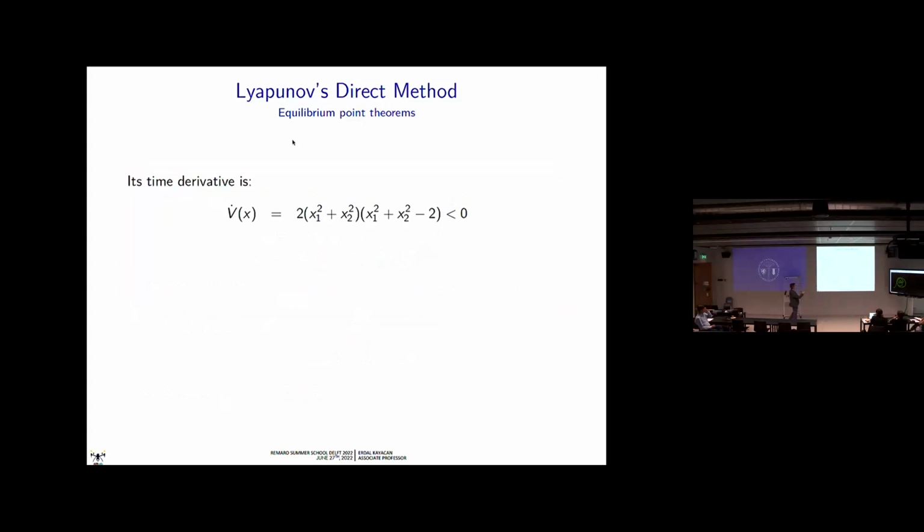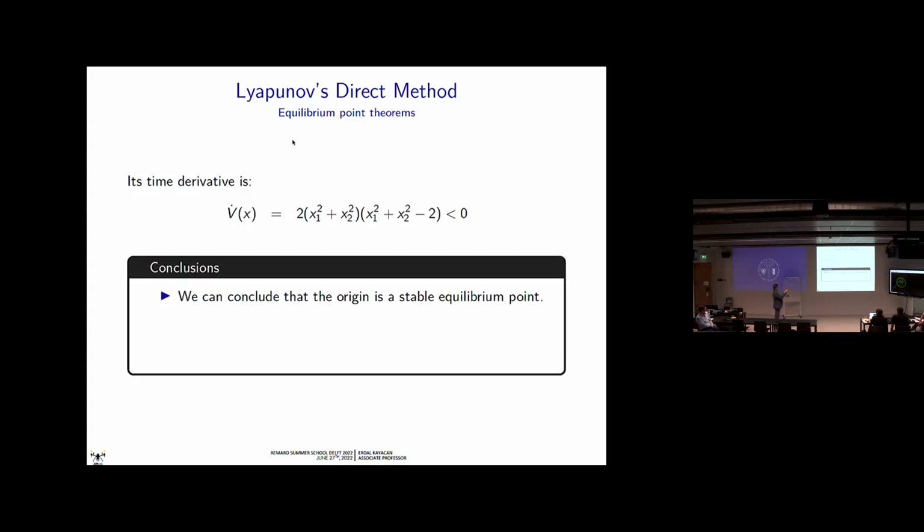Okay, let's do it. V dot is this one. And if you play with the numbers, you are going to get this one. So this is positive. This is also positive. Okay, this is not important. Minus 2 means it's less than 0. So V dot is negative. Okay, V is positive, V dot is negative. Again, what comment did you make? We can conclude that the origin is a stable equilibrium point.